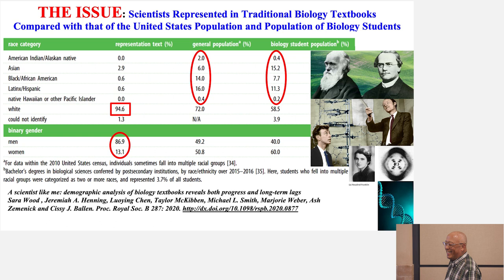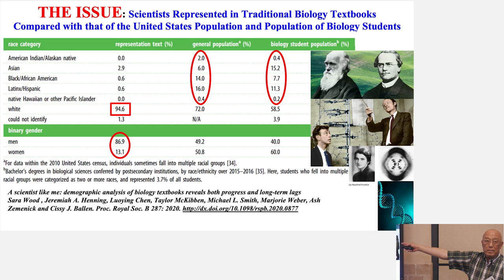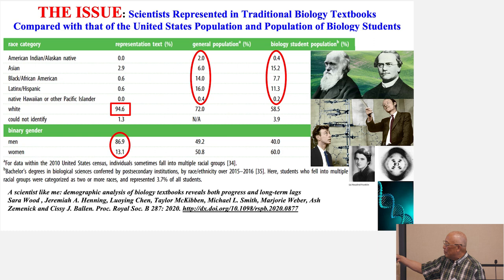So here we have all the resources. This actually does not represent the general population. In fact, this is the 2010 census, because at the time of this paper's publication, the 2020 census results were not available yet. And you can also see it does not reflect the percent of the biology student population. It is a major, big gap.